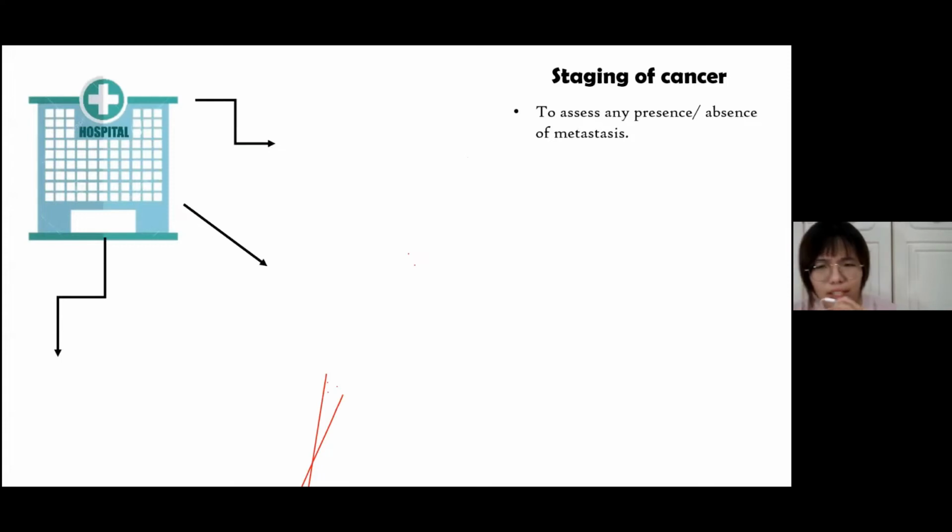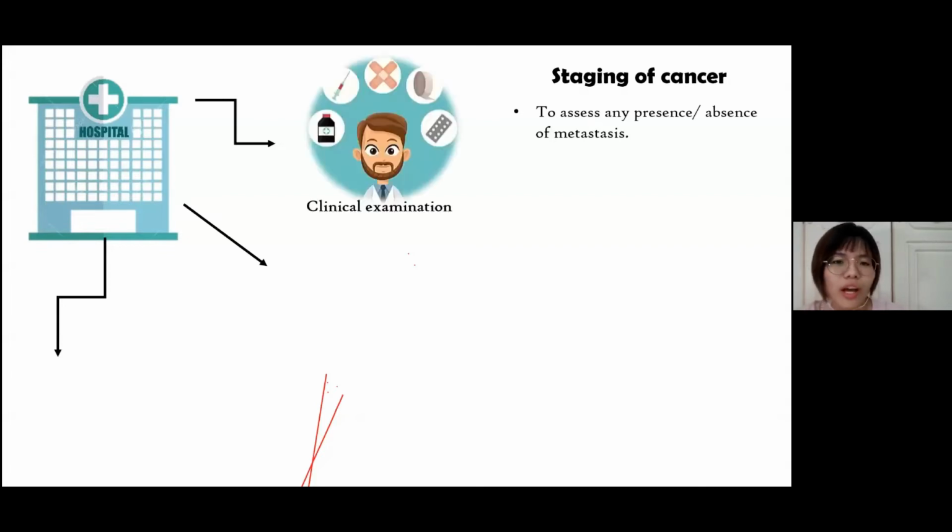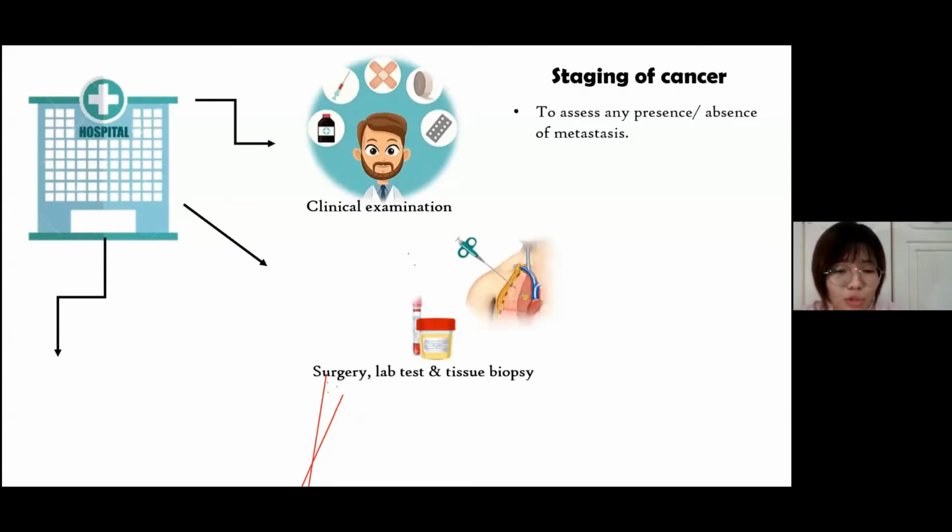So staging, what is staging? How will they see it when a patient has, for example, breast cancer, stage 1 or stage 2? How is the doctor going to find out the stage? For example, when you have a symptom, like a hard lump on the breast, you will of course go for clinical examination and see the doctor. The doctor might do some tests for you, such as surgery, lab tests, or a tissue biopsy. They use a fine needle to pull out some tissue and run tests to find out what cells are there.